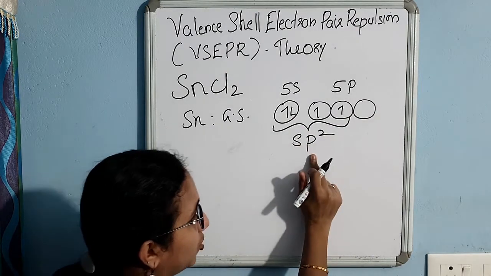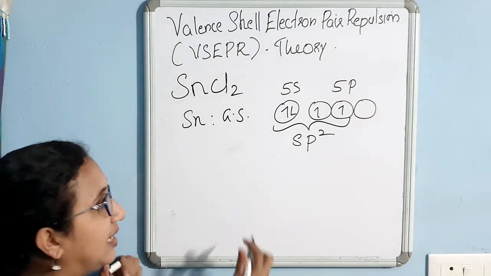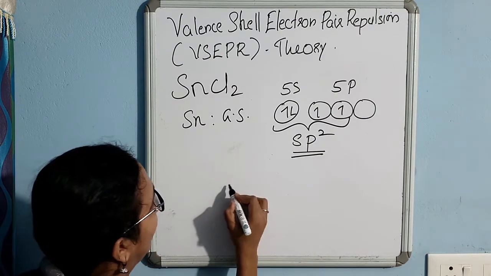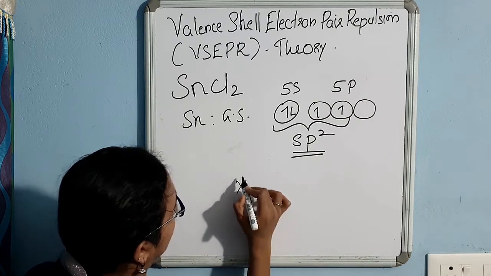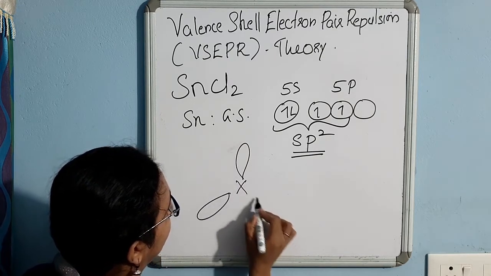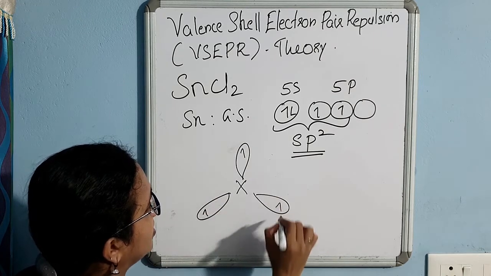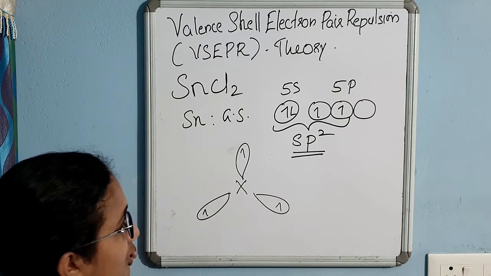And for sp2 hybridization, we know the standard case, if you have only bond pairs, a typical sp2 hybridization will have a central element, let's say X, with a trigonal planar arrangement of hybrid orbitals. So this is the case for a typical sp2 hybridization.